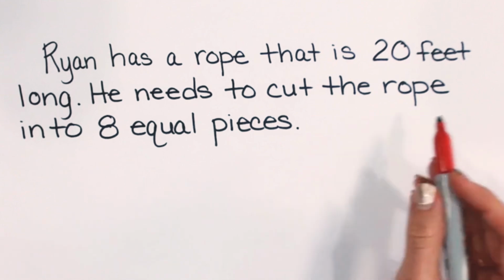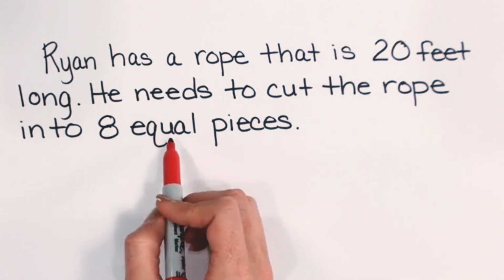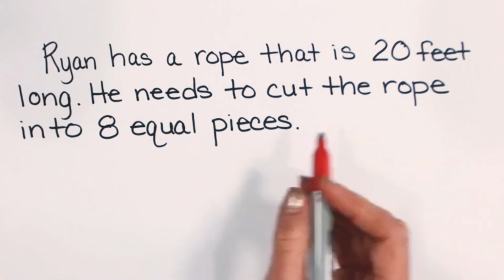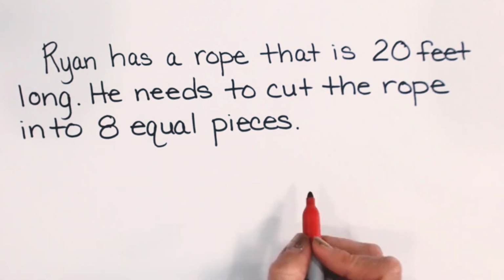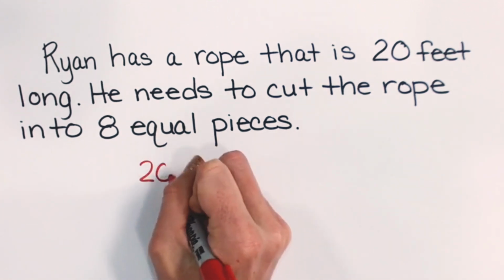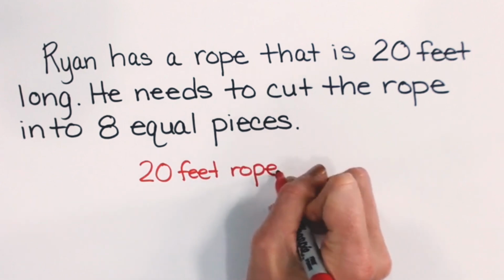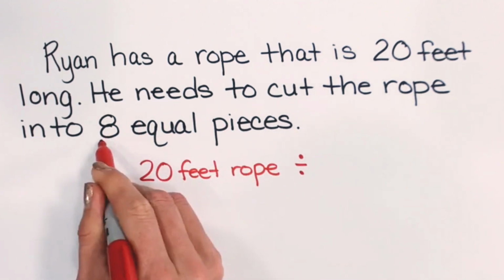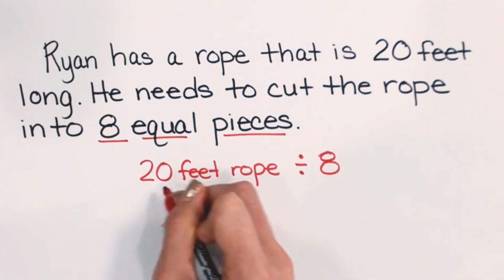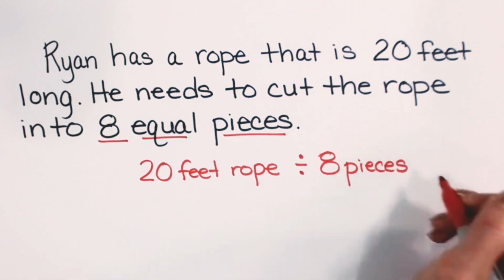Ryan has a rope that is 20 feet long. He needs to cut the rope into 8 equal pieces. So we need to think, what is being used or shared or cut apart? Well, I know that my 20 feet of rope is going to be divided up into 8 equal pieces. So I'm dividing 20 feet into 8 pieces.